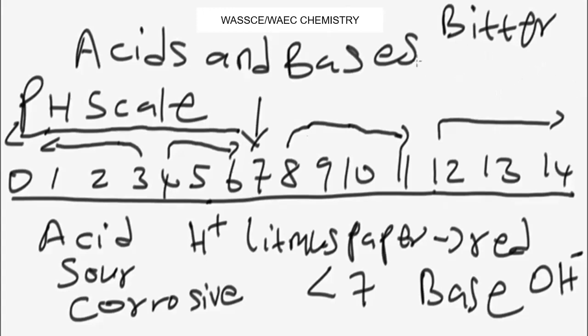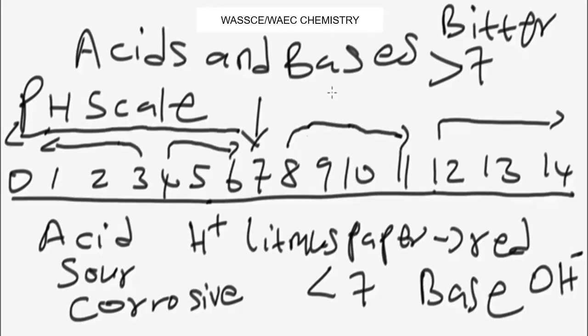Another physical property of a base is that a base converts litmus paper from red to blue. So it's the opposite of acid. Acid changes litmus paper from blue to red. Base changes litmus paper from red to blue. So take note of this. Okay. Now, one more physical property of a base is that a base has a pH scale or range greater than 7. Alright, so very important, guys. This is the basic information you have to know about acids and bases.